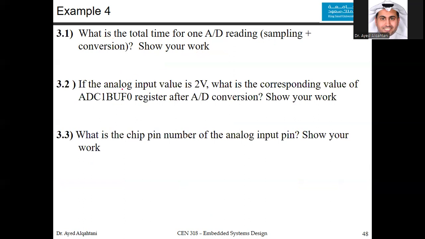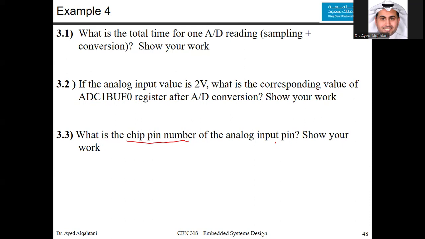Second, if the analog input value is 2 volts, what is the corresponding value of the ADC1 buffer 0? And we know this from the mathematical equation. We can find out exactly what it is. What is the chip pin number? And here you have to be careful. We want the chip pin number of the analog input pin. So basically, where to plug in the analog input.